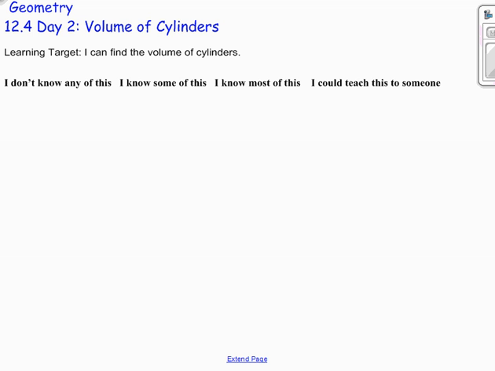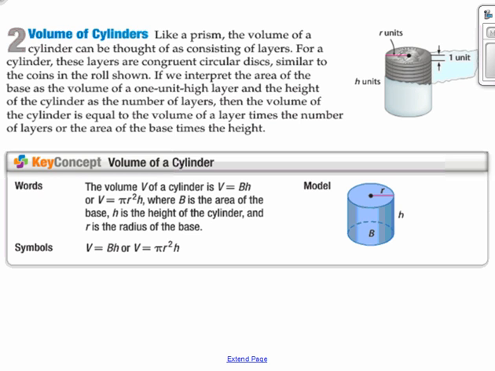Today we're going to be learning volume of cylinder, so another shape. Very, very similar to volume of prism, if not the same. Volume of prism is area of the base times height. So you can see just right away, area of the base times the height.